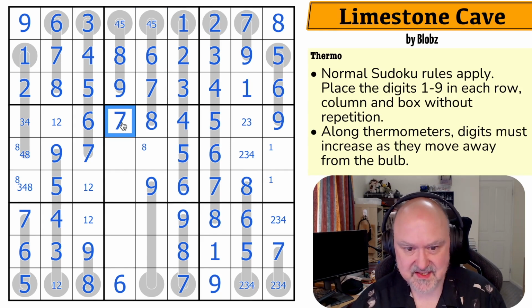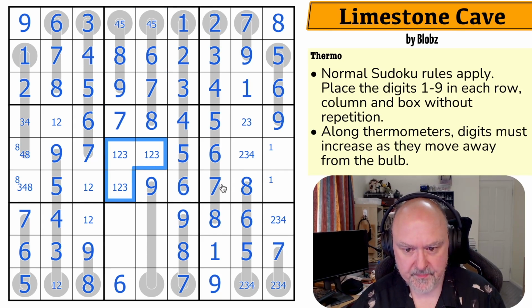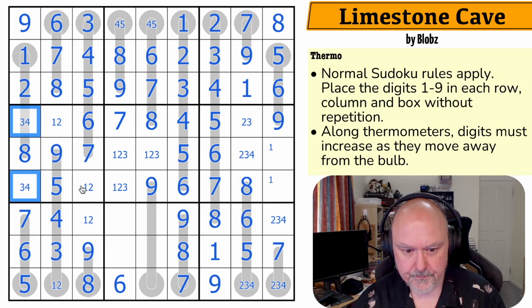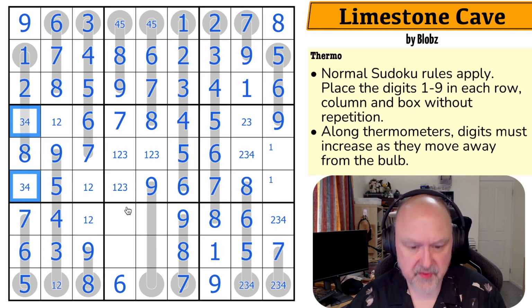But that makes this the 7. This is not the 8. These are 1, 2, and 3. The 8 looks back saying that's not the 8. I should have done that earlier. This is a 3, 4 pair. Need to solve the 1, 2, 3, 4s.